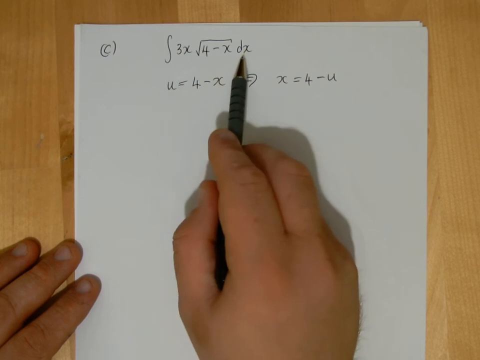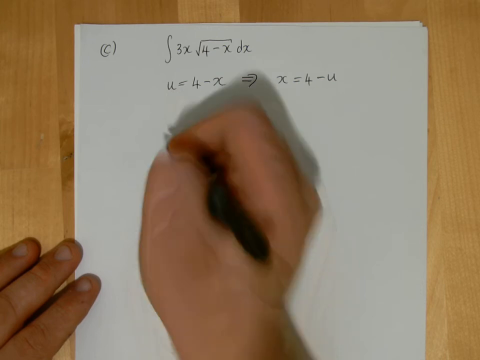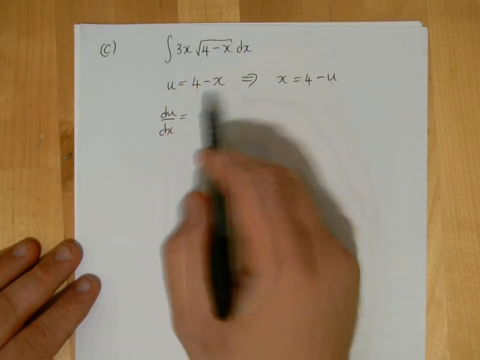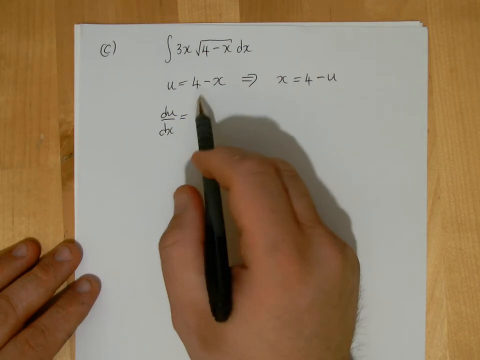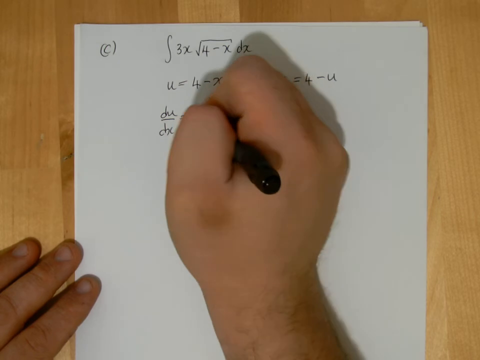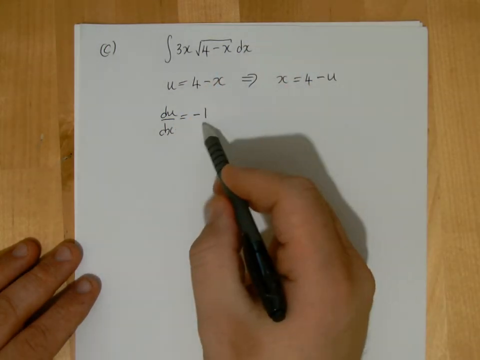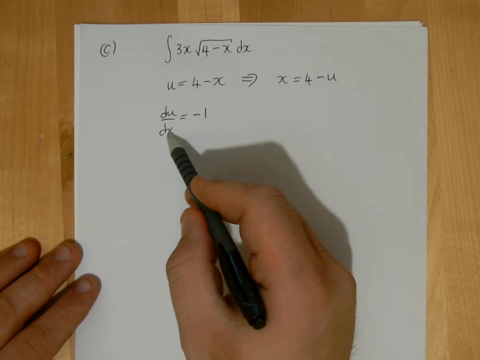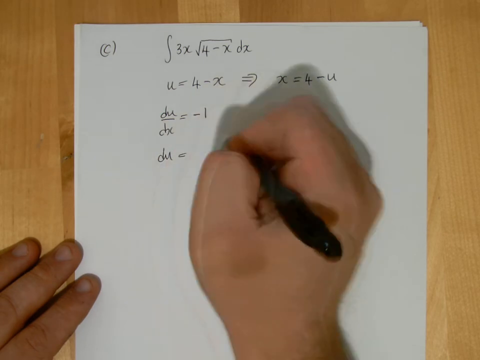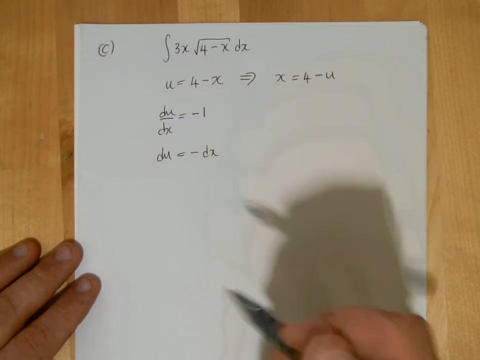I also need to establish what dx is as well, because I need to replace that with a du term. So let's differentiate this. So du by dx: well, the 4 is a constant, so that just becomes 0 when you differentiate it. Minus x becomes minus 1. So du by dx is equal to minus 1. Now what I can do next is take the dx over to that side. So I get du is equal to minus 1 times dx. So du is minus dx.